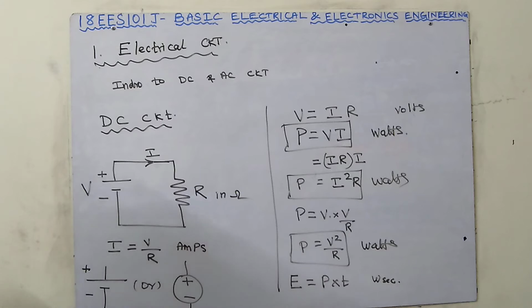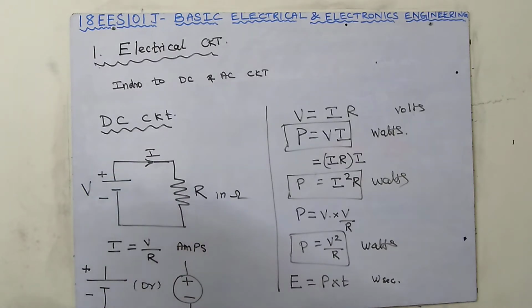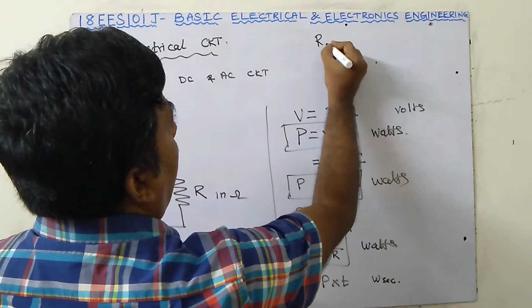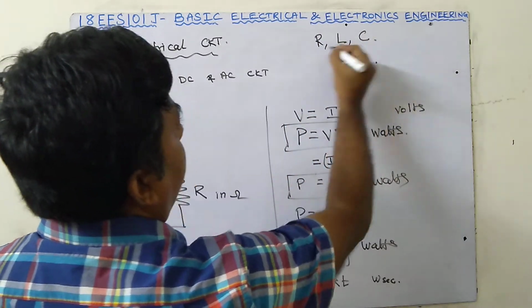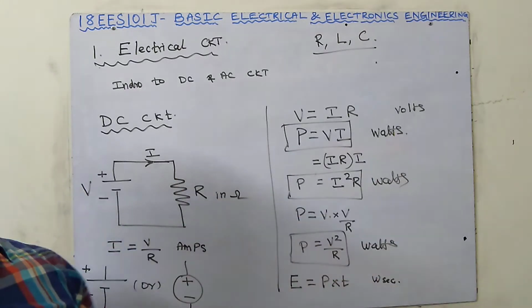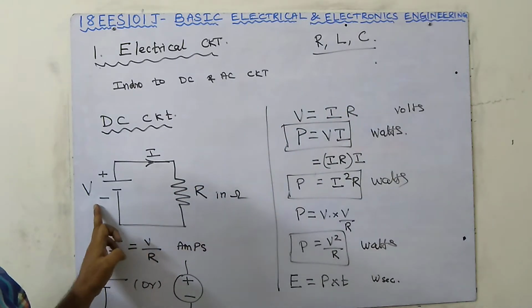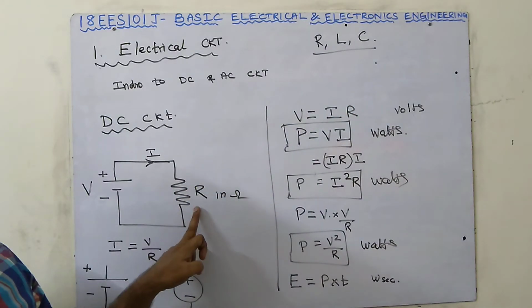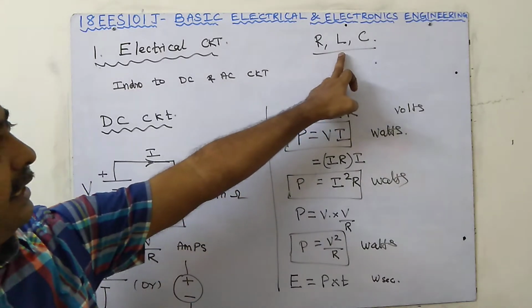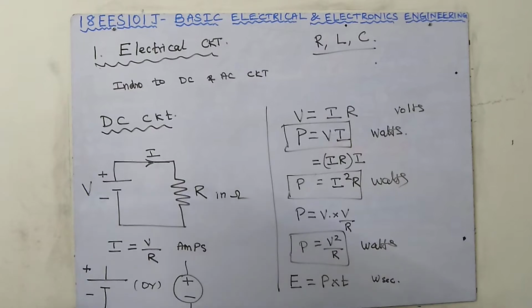Okay, next we will go for AC. Here the DC can flow only through a resistor. There are three passive components: one is resistor, another is inductor, another is capacitor. Here, electric energy will be given to the circuit. If this supply is DC, we can use only a resistor. We cannot go for an inductor or capacitor. Next I will go for the AC circuit.